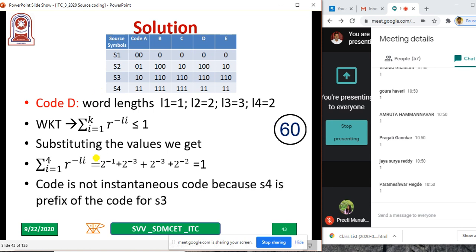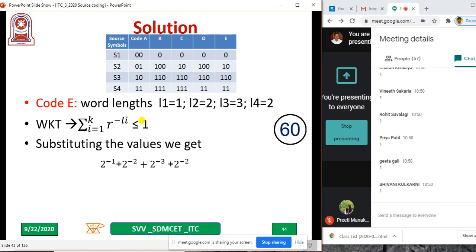D is correct. The code is not instantaneous. Just read a line: because S4 is a prefix of the code for S3. But Kraft inequality will not check all these things. Kraft inequality says whether it is possible to construct code words with those lengths or not. That's all. It will never talk about the combination of zeros and ones. So please read this last line: the code is not instantaneous because S4 is a prefix of the code S3. For S3, S4 is there at the beginning, followed by 0. Hence it is not instantaneous. But such examples we will see later.